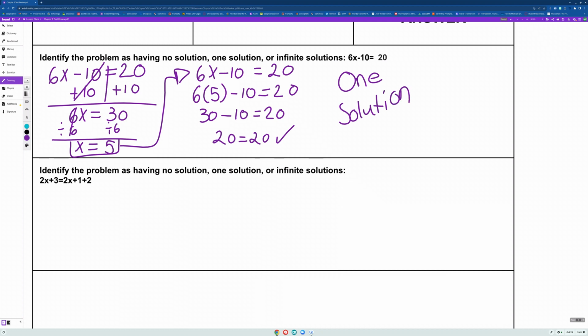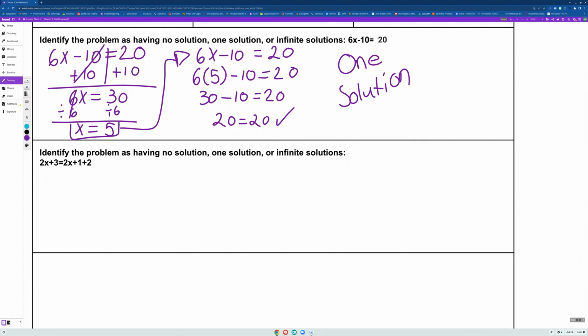All right, this last one, I have 2x plus 3 is equal to 2x plus 1 plus 2. So I'm going to go ahead and see if there's anything I can simplify. On my left side, it doesn't look like there is. So I'm just going to rewrite that. Over here, though, my plus 1 and my plus 2 are like terms. So it's going to be 2x, and I'm going to combine my like terms. 1 plus 2 is 3.